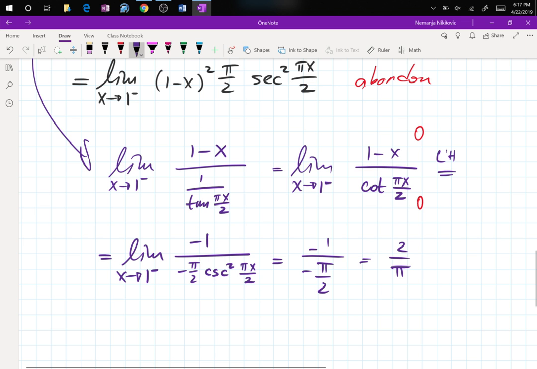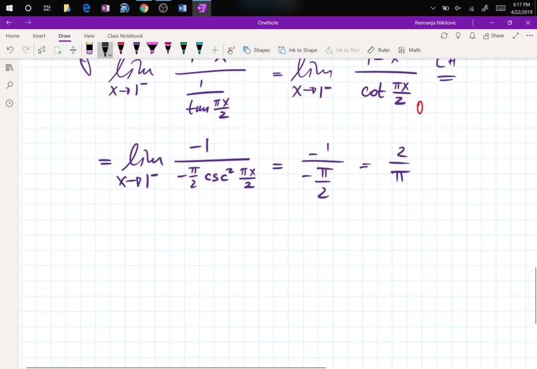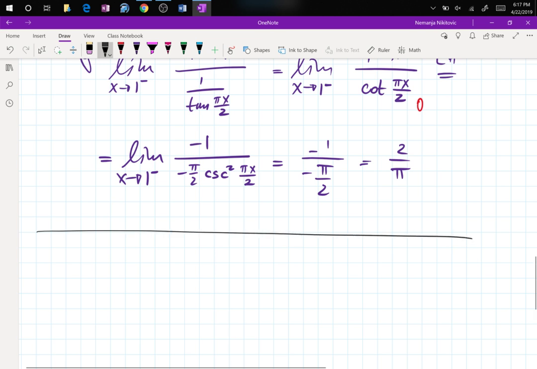If flipping one function into the denominator doesn't work, then you immediately go and flip the other function into the denominator, and you go from there. Let's take a look at another example for this. So we are looking at the multiplication of these two.